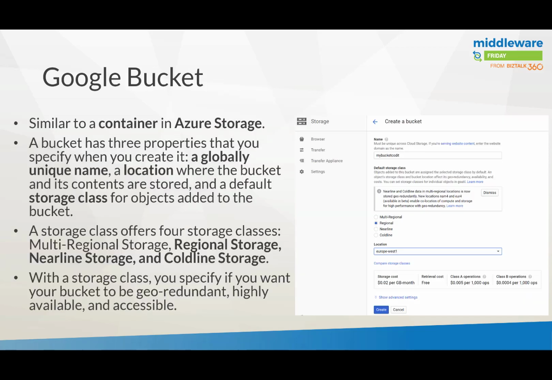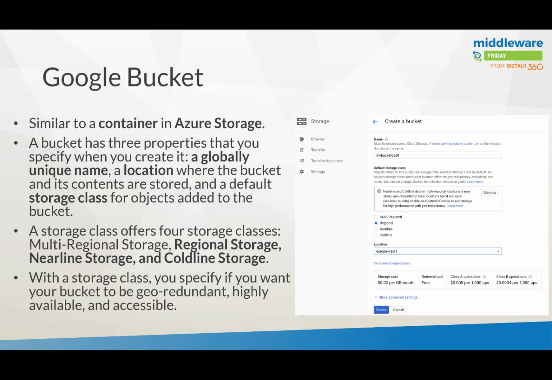So within Google Storage, you create a bucket, which is similar to Azure Storage blobs, where you create a container. This bucket has a few properties. It has a globally unique name, a location, where the bucket is, and a storage class. The storage classes, there are four of them: multi-regional, regional, nearline, coldline. And these storage classes are similar to the replication model you see with Microsoft Azure Storage. You can also have that bucket be geo-redundant, highly available, and accessible, similar to what you could see with S3 in Amazon or in Microsoft Azure. So it's pretty simple.